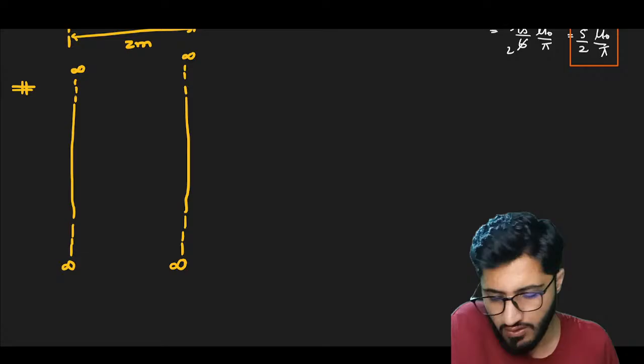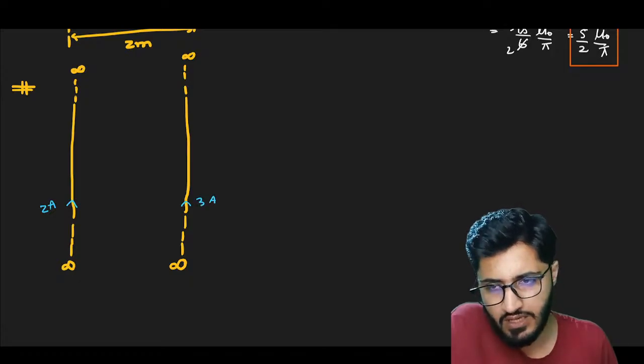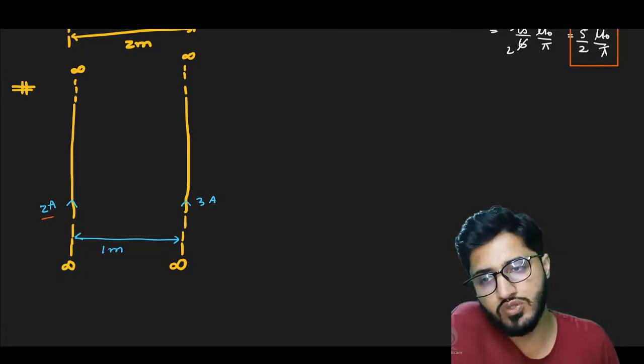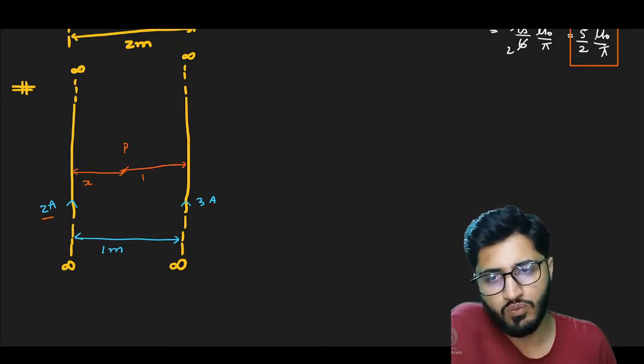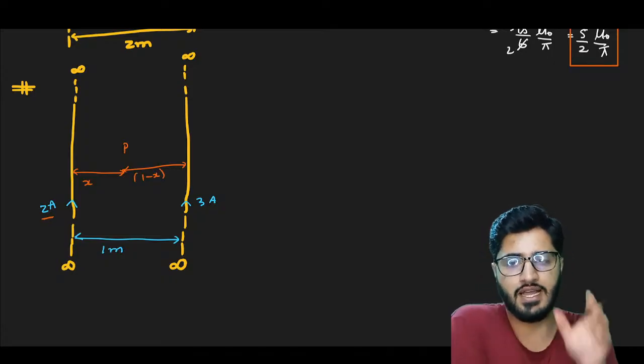In this one, 2 ampere current is flowing. In this one, 3 ampere current is flowing. And both these wires are 1 meter apart. I need to find out a null point between these. This one is the smaller one. I will write here, point P is here. So this distance would be x. So this one would be how much? 1 minus x.